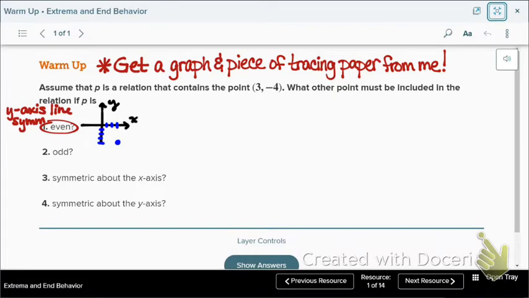No. Did it move left or right? Left. How far left? How many spaces over to the left on the x-axis is it? 3. 1, 2, 3, because it reflected over here. So here's my new point.